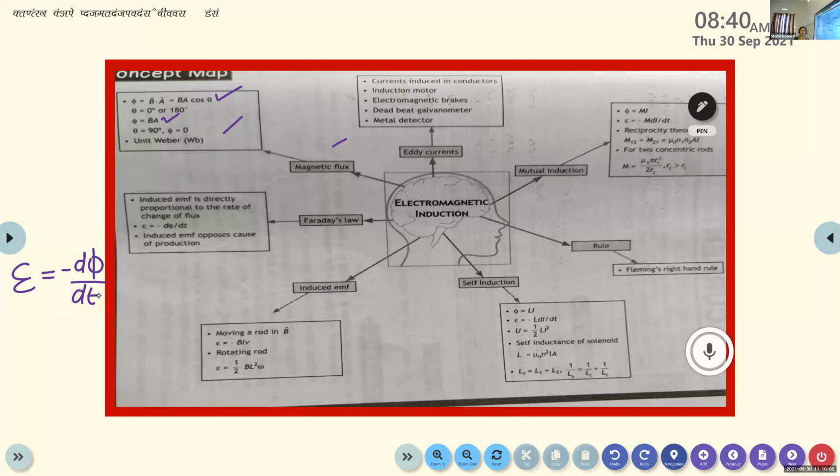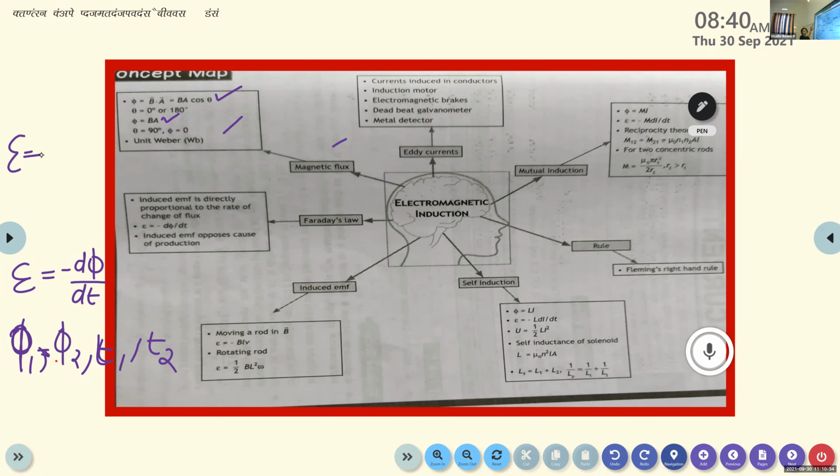Sometimes in questions, they provide the values of phi 1, phi 2, t1 and t2. If the magnetic flux at time t1 is phi 1 and the magnetic flux at time t2 is phi 2, then you can find the induced EMF in such a circuit by using the equation.